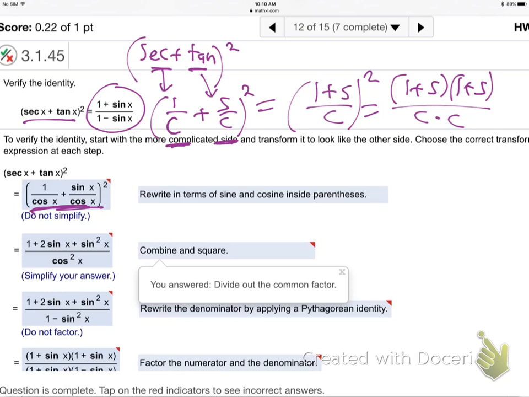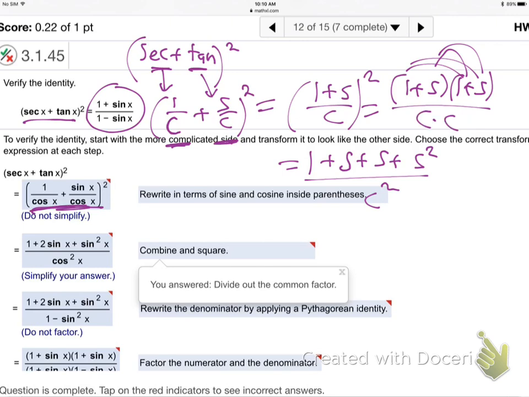And now, FOIL out that top. So what do you get? 1 plus sine, and then boom and boom, plus sine squared. On the bottom is just cosine squared, right? 2 cosines. Am I racing ahead of you there? Is that making sense? And then, what is sine plus sine? 2 sine, huh? So 1 plus 2 sine plus sine squared over cosine squared.